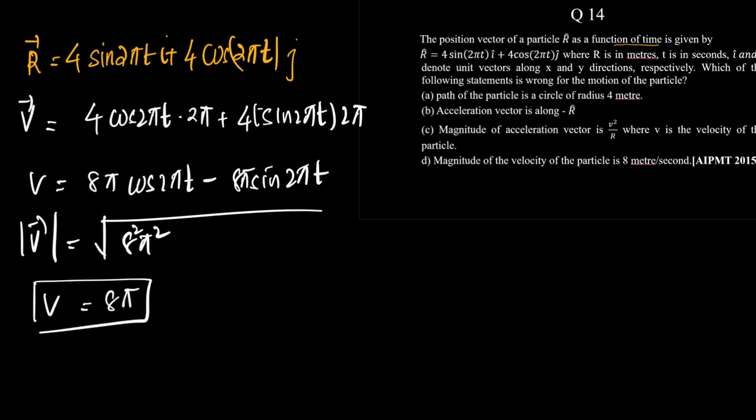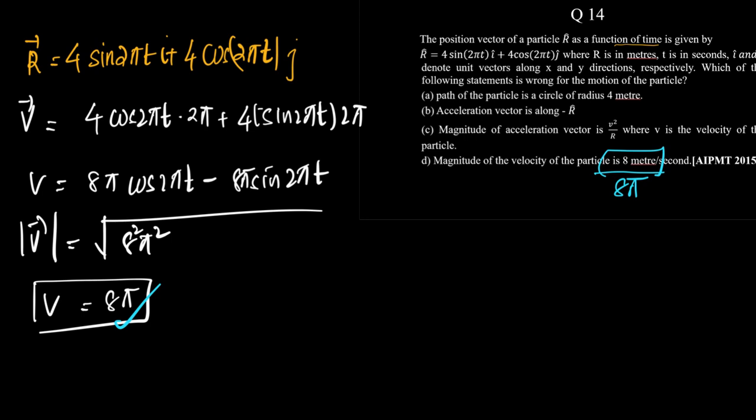Right, this is how we do this. Yes, we did it in less than one minute. When I say less than 1 minute, I of course do take time, because we are writing so much, and in the examination hall you will even write less than this, right? So in which case the magnitude is 8π, and therefore this statement is wrong. It is not 8 meter per second, it is 8π meter per second.